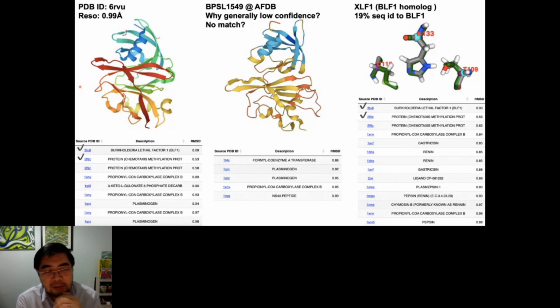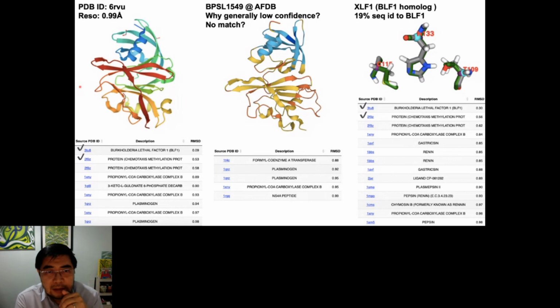Sorry, I forgot to tell you that Burkholderia is actually a pathogen. So this particular lethal factor is actually a toxin, where it deamidates the human EIF4A translation initiation factor, resulting in the glutamine becoming a glutamate.